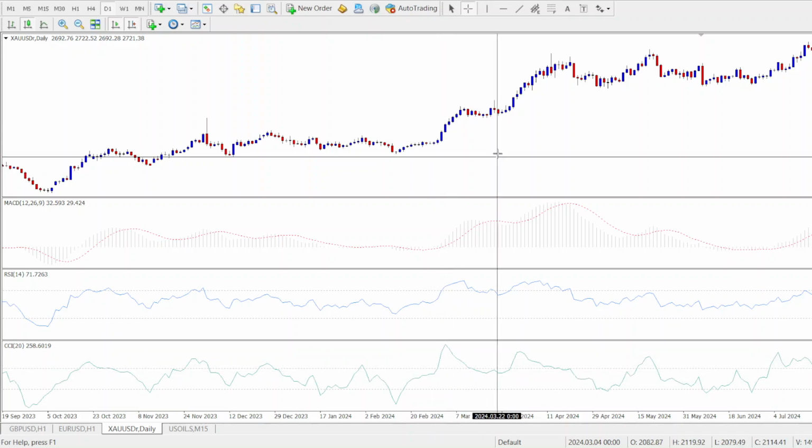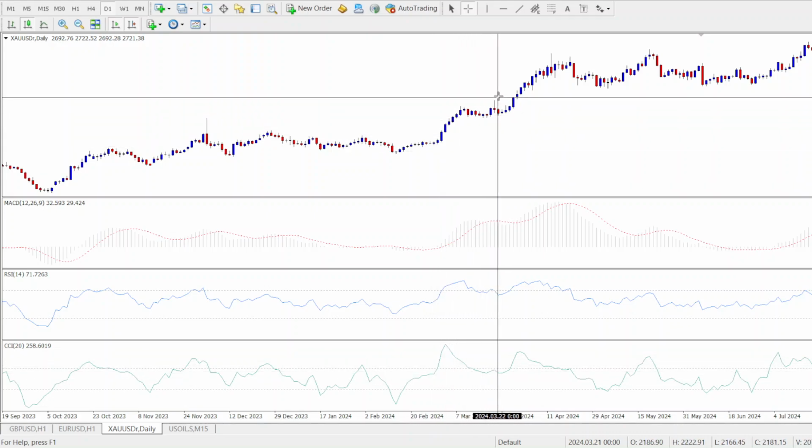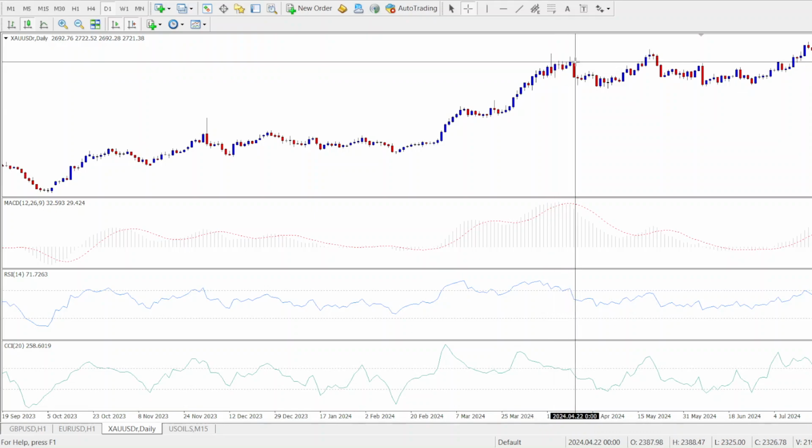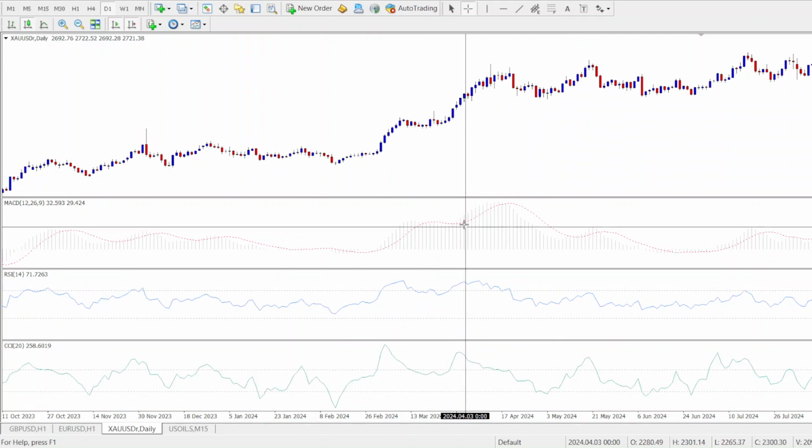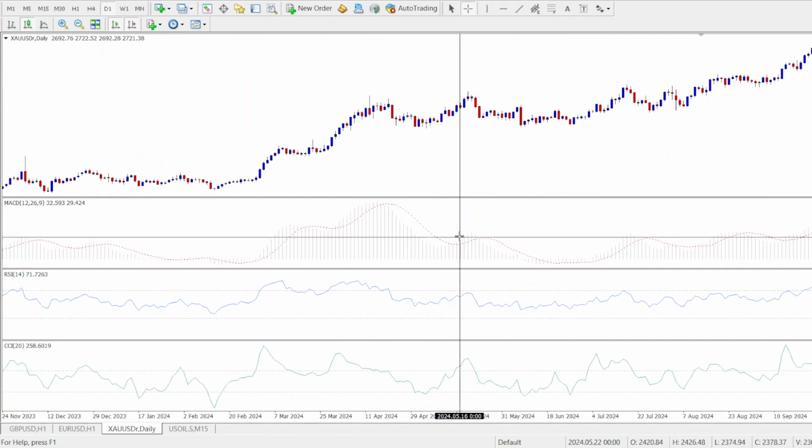It's above the minus 100. Now, if you look here, you see that price is valid all the way up to this point. Okay, it's valid all the way up to this point. So this is a practical example of how you can combine these indicators.